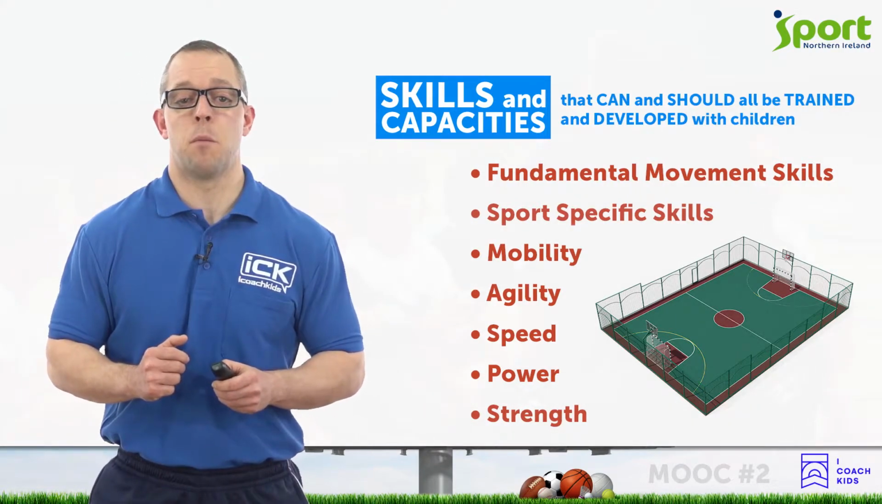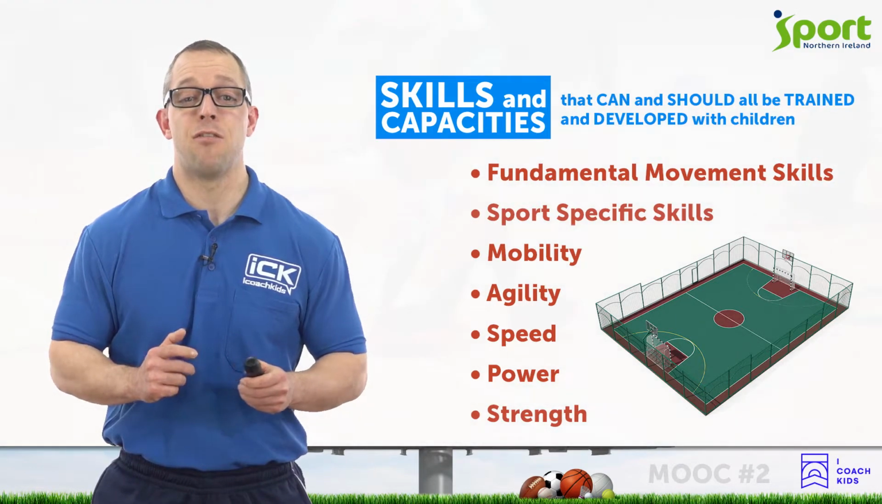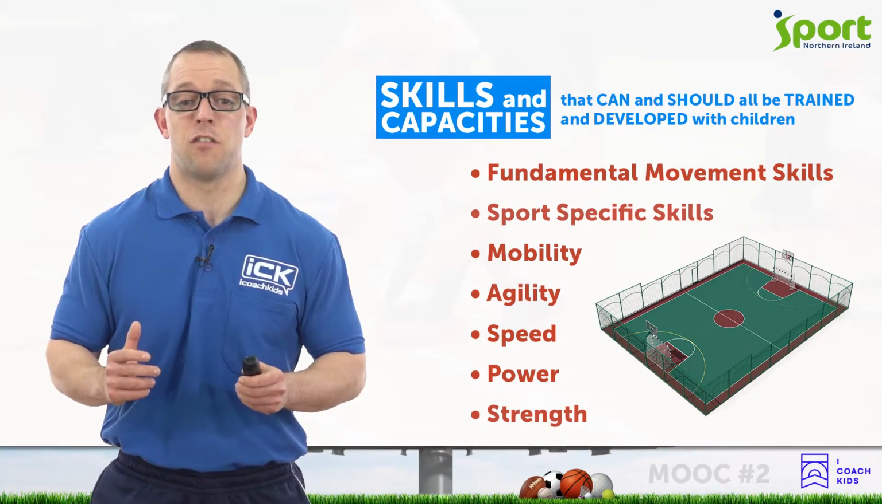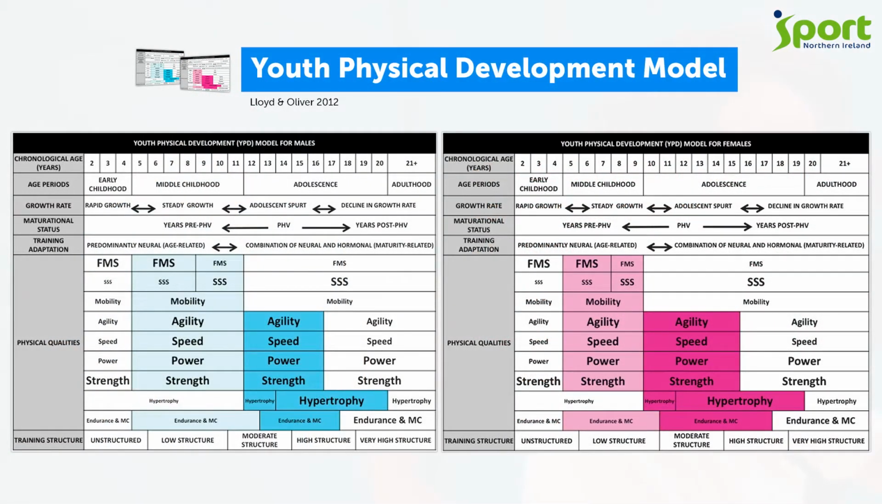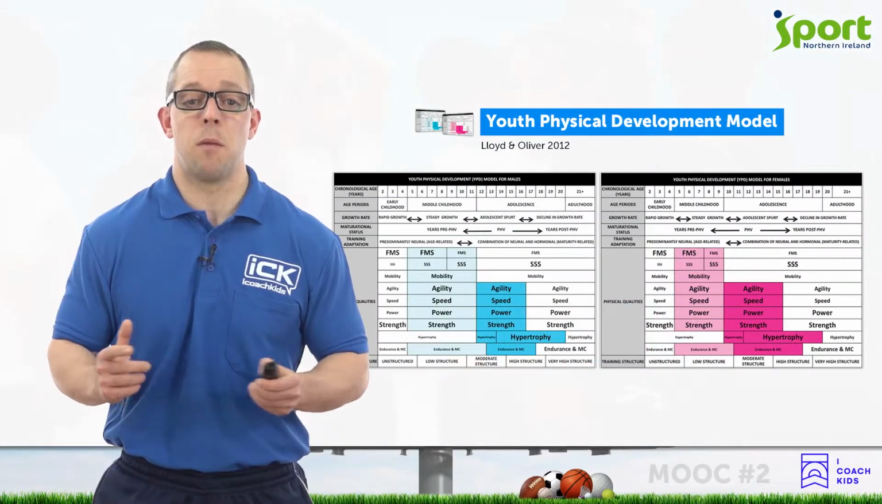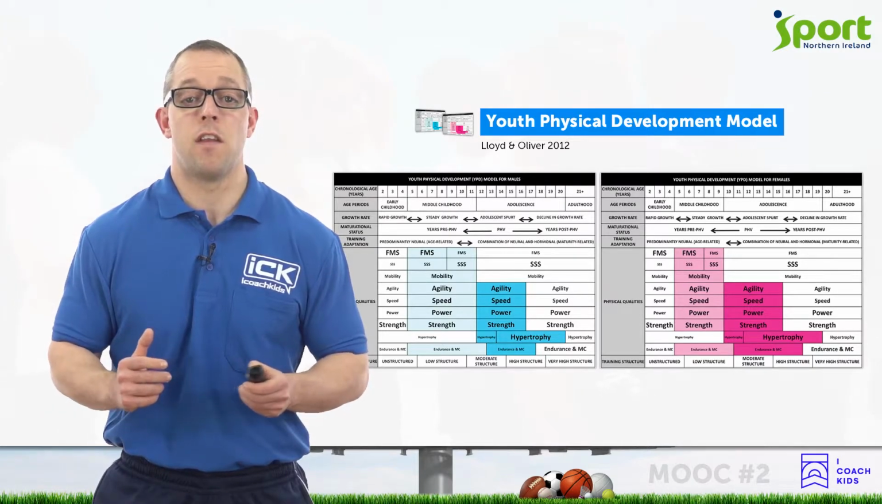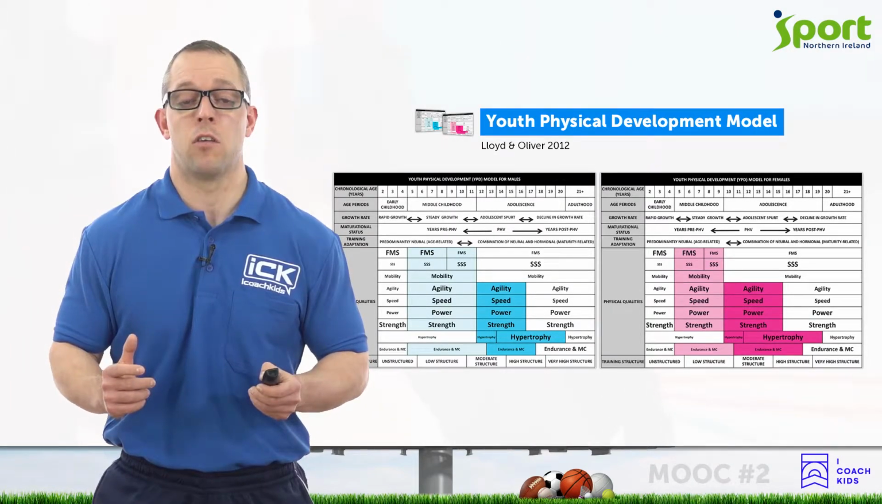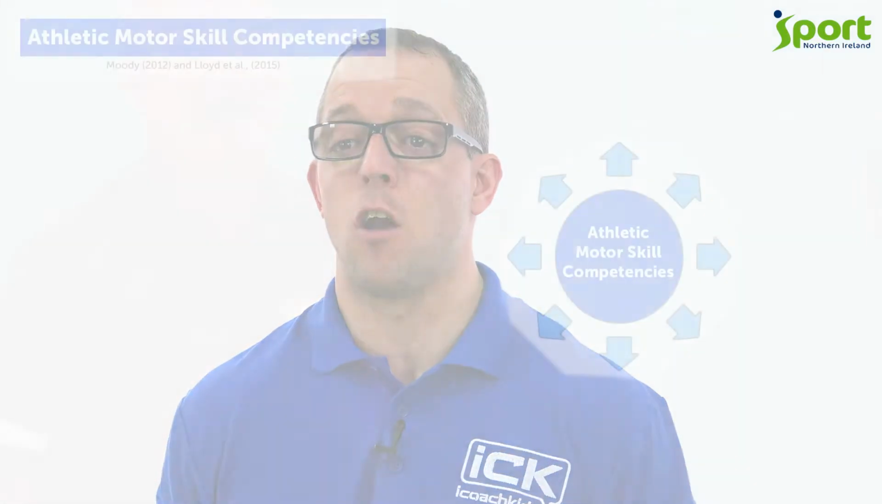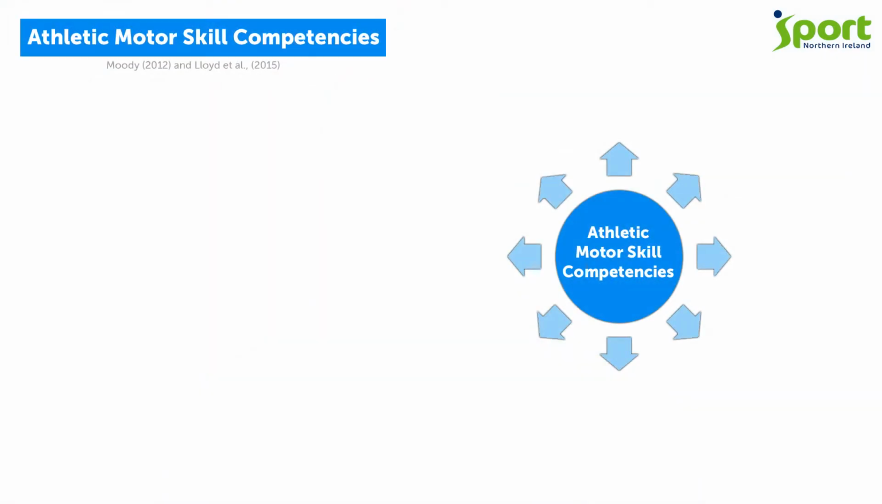This youth physical development model has been vital in emphasising the importance of physical development for children and that training such attributes is safe and effective. We will speak about this model a bit more in section 4 of this chapter. Having understood the Lloyd and Oliver model, considering how coaches can implement this physical conditioning within their sessions becomes very important. To do this, we are going to use 8 athletic motor skill competencies proposed by Jeremy Moody and Rhodri Lloyd.